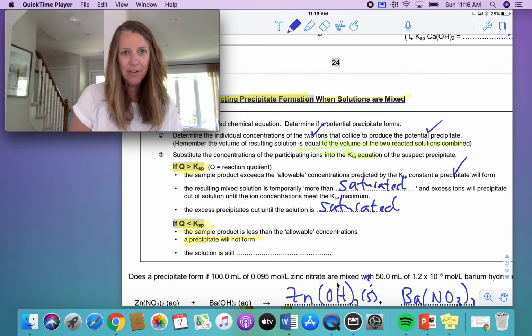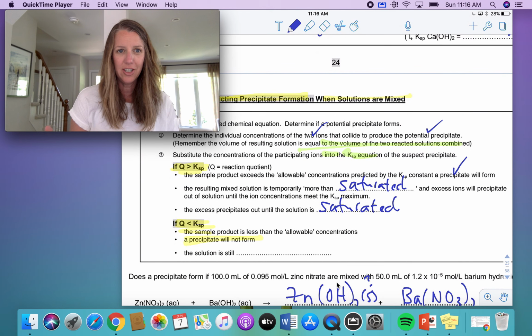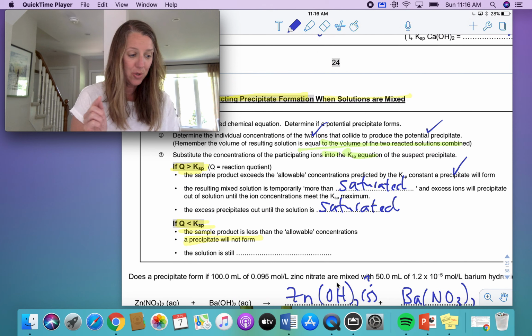Okay, and if we find that once we've got the ion concentrations and we put them into the Ksp expression, we find that Q is way less than Ksp, then you conclude that the sample product is less than the concentrations required to make a precipitate, and a precipitate therefore will not form. So the solution, how would you describe that solution then? It's not saturated, it's unsaturated.